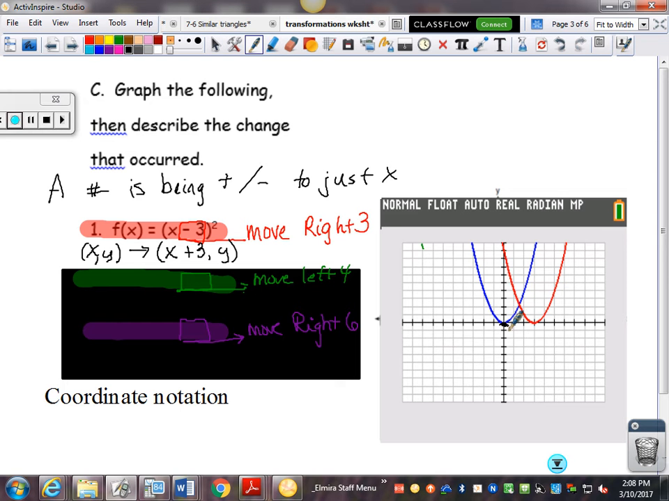Well, let's again look at the vertex. I picked the vertex because it's easy. This is (0, 0). This vertex over here is (3, 0). So what happened? Well, the x coordinate went up by 3, and the y coordinate stayed the same. And when you're doing coordinate notation, the signs don't do the opposite with the x. They do the same.